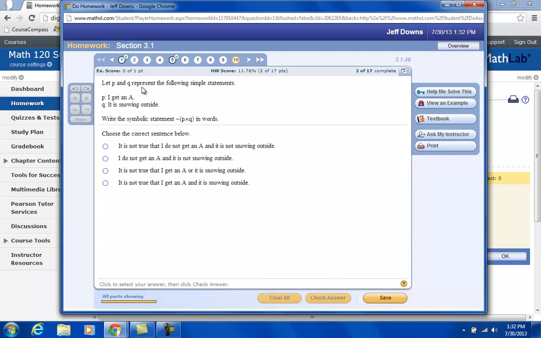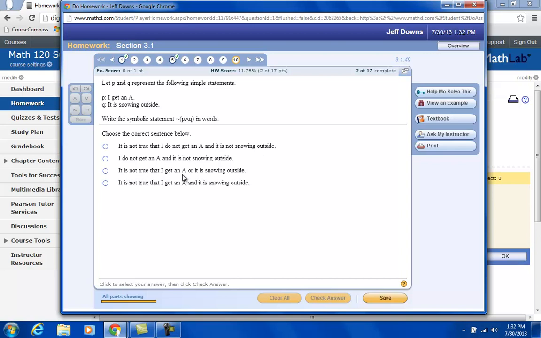Let P and Q represent the following simple statements. P, I get an A. Q, it is snowing outside. So write the symbolic statement, the negation of, and we have parentheses, P and Q. So the negation means we'd start off with it is not the case, or it is not true that. And we see it is not true that, it is not true that, it is not true that. So it's going to be one of these three, the first, third, or fourth. Then we have P and Q. I get an A, and it is snowing outside. So it is not true that I do not get an A and it is not snowing, so that's not going to be it.